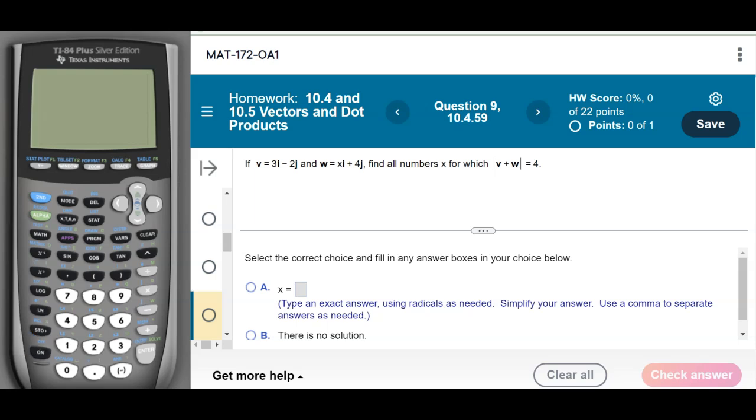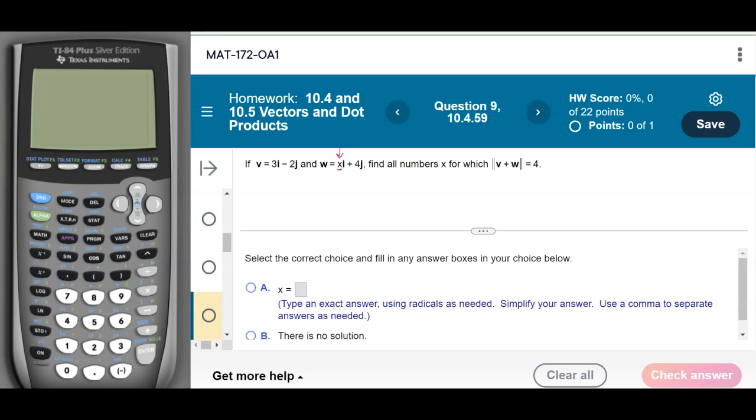Hey Trick Class, let's look at this homework question from the 10.4 homework set. So we are looking at two different vectors, but one of them has an unknown x value in the i component here. And we're finding the magnitude of the resultant vector, meaning adding the two vectors together.